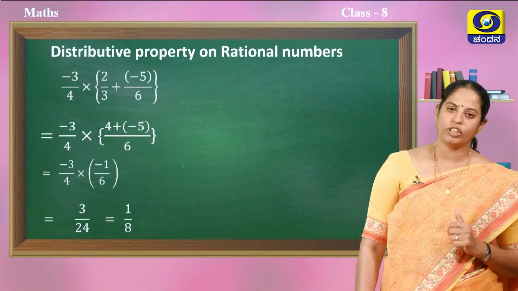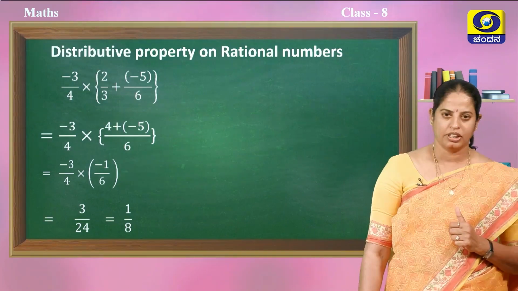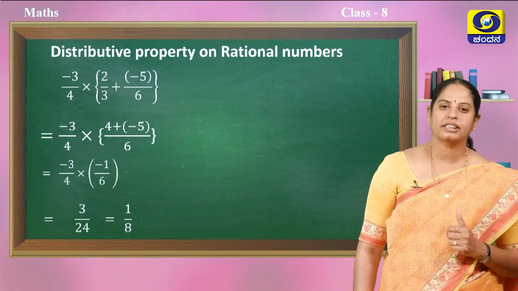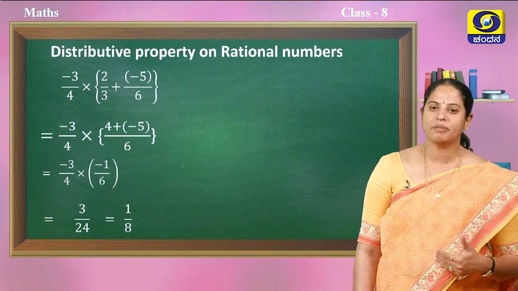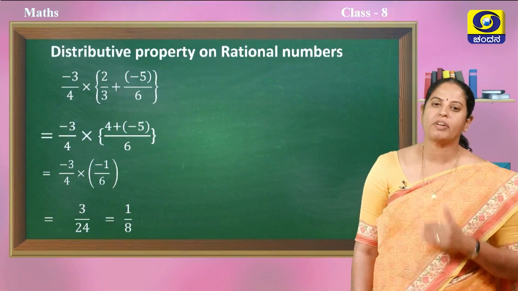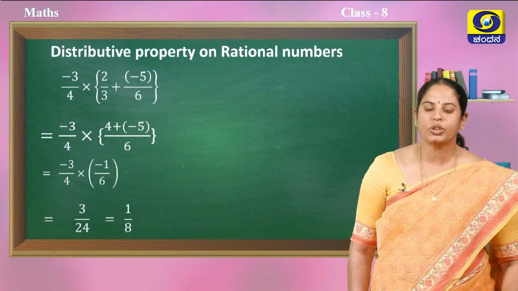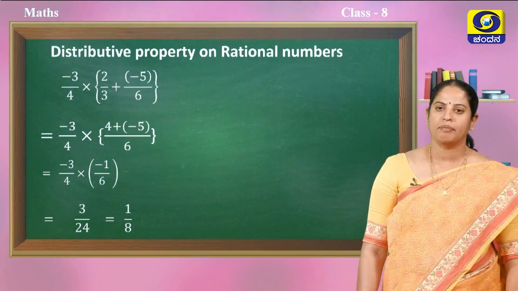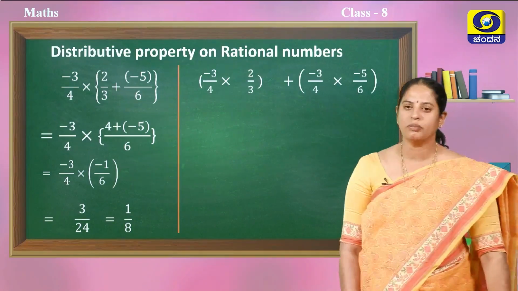Now, I am going to multiply minus 1 by 6 with minus 3 by 4. Minus into minus plus, 3 1s are 3, 4 6s are 24. If I simplify 3 by 24, the simplest form of this is 1 by 8. This is how we do actual multiplication. But now what I am doing? I am using distributive property.